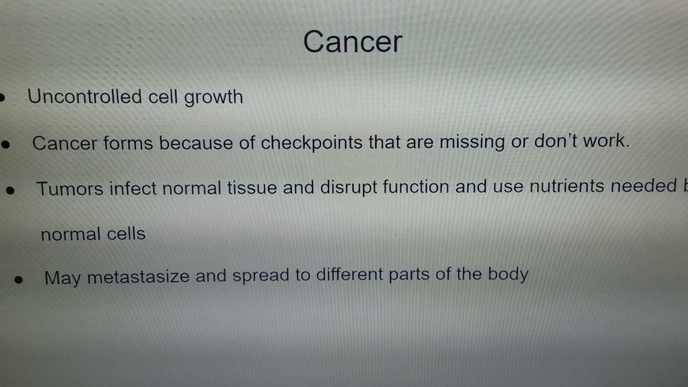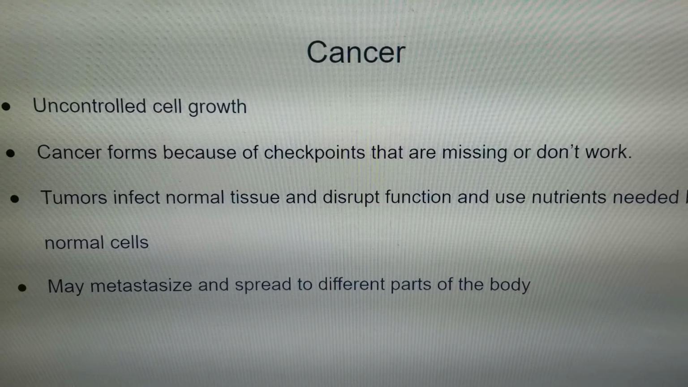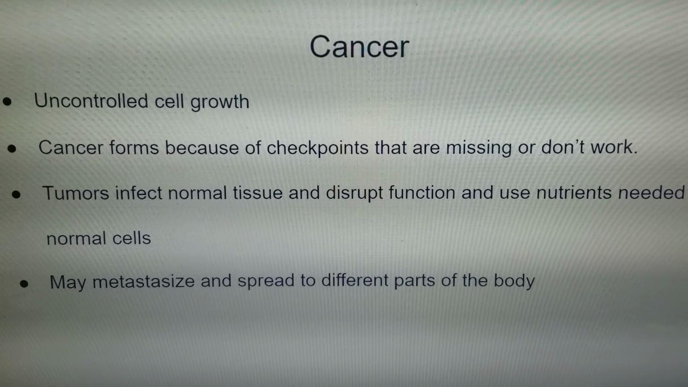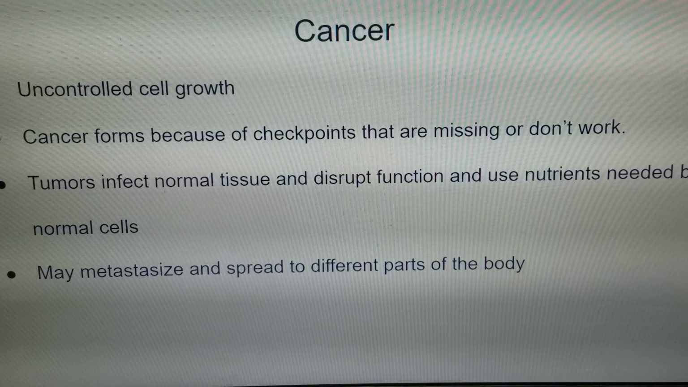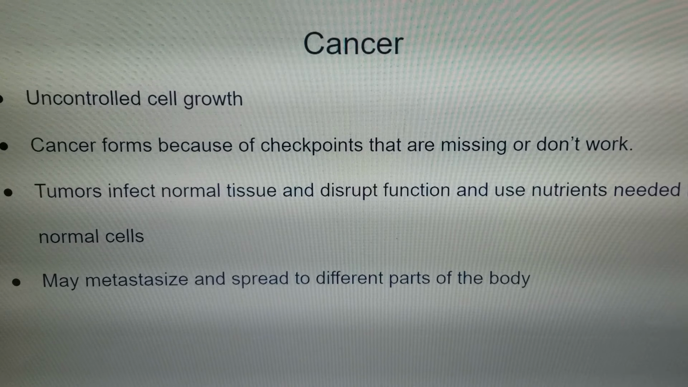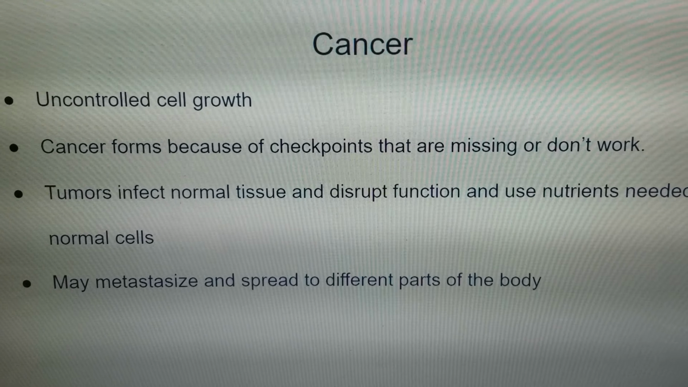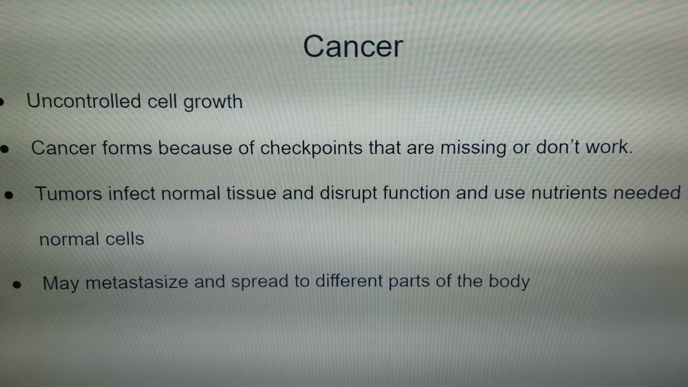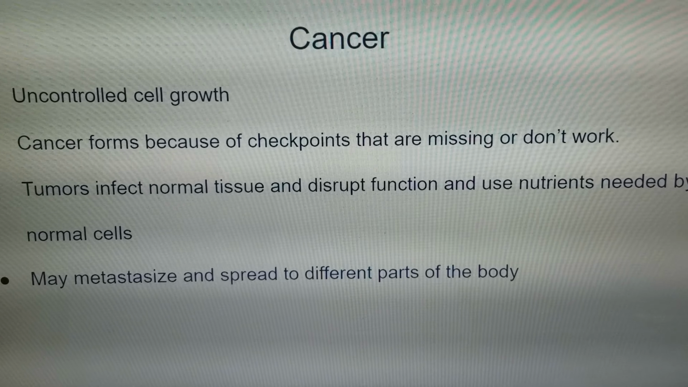Cancer is a result of checkpoints that are either missing or they don't work, so the cells continue to divide despite there being a lack of a social signal, or there's DNA damage. This leads to uncontrolled cell growth, and then the cancer cells infect normal tissue and disrupt their function. Furthermore, they use nutrients needed by regular cells.